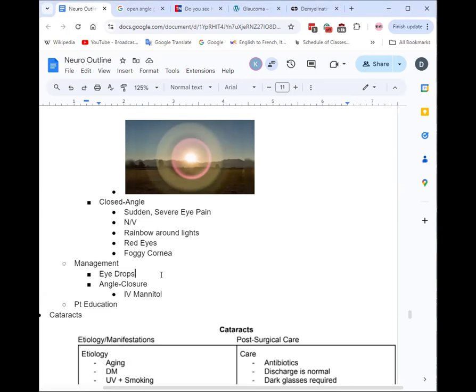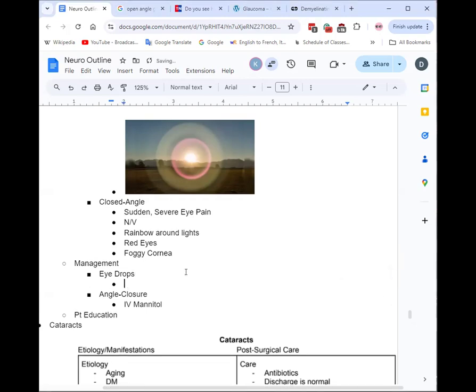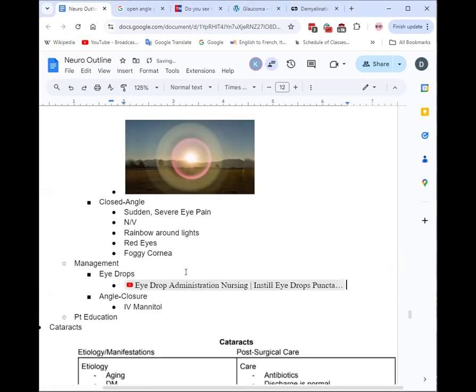So your eye drops, and something I definitely think you guys should know with your eye drops is how to administer them. I have a video, I think it's Nurcera, how to administer eye drops. The key thing with your eye drops is making sure the tip of the eye drop doesn't touch the eye, asepsis and whatever.